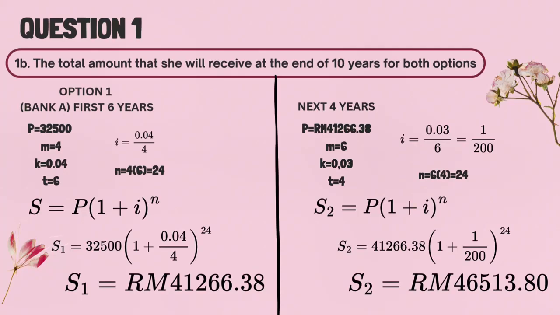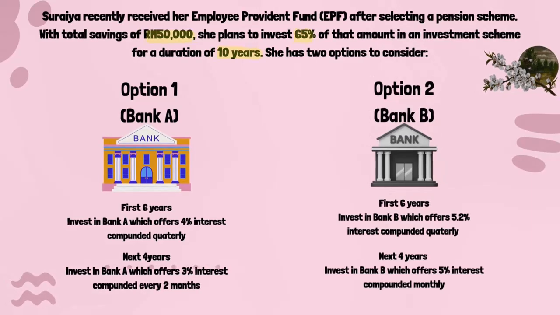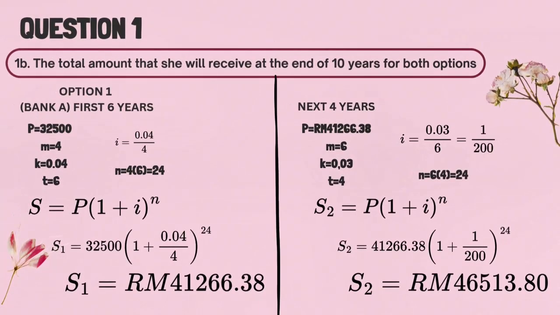Now let's look at option 1, Bank A. Bank A stated that for the first 6 years, it offers 4% interest compounded quarterly, whereas for the next 4 years, it offers 3% interest compounded every 2 months. Now, we have to list down the specific requirements.